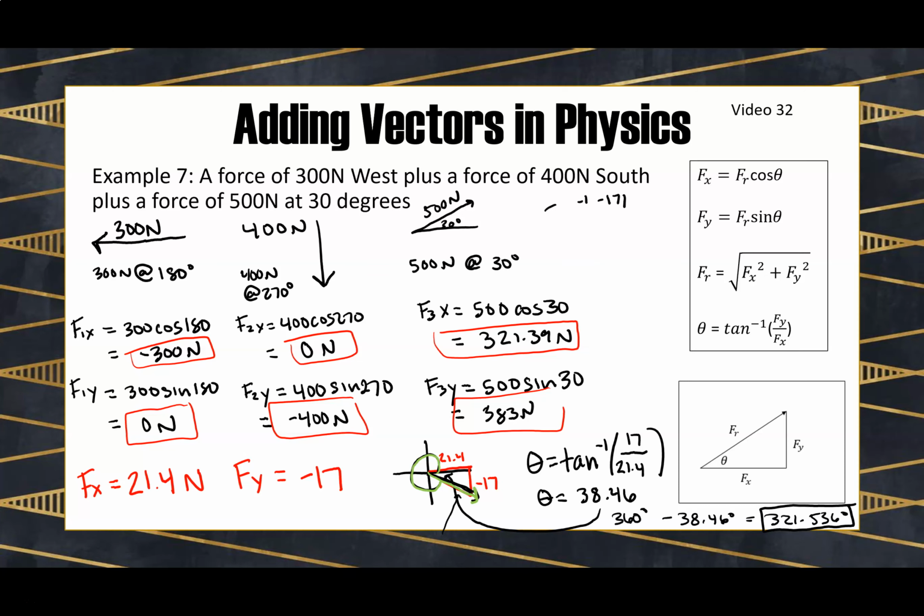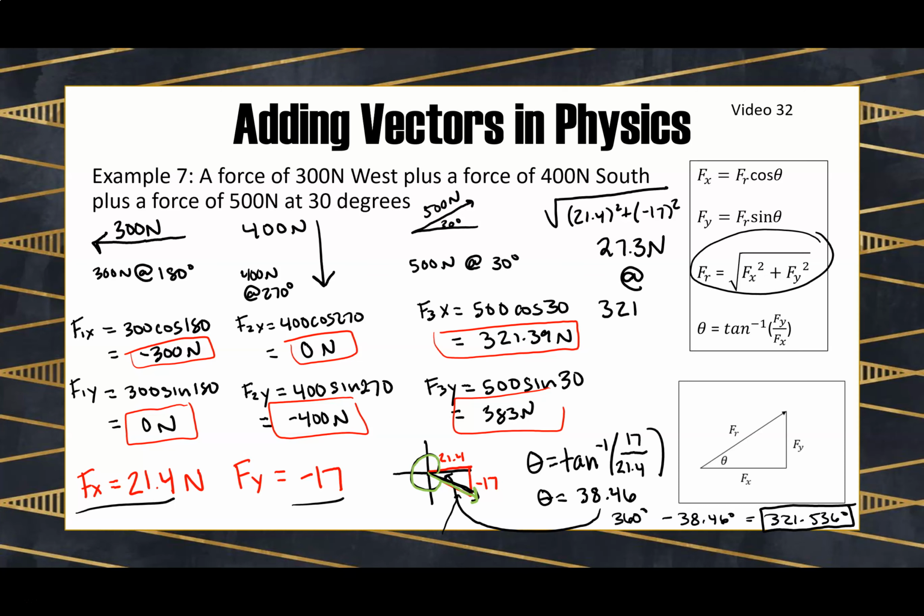Now you might have realized here that we have our direction, but we kind of missed out on our magnitude. And I'm going to get to that right now. That's just going to be coming from this formula right here. So that's going to be the square root of my f of x squared, so that's going to be 21.4 squared plus negative 17 squared. Doing that math in my calculator, I get 27.3 newtons. And I do want to add my final answer of 321.536 degrees. That's our final answer right there.